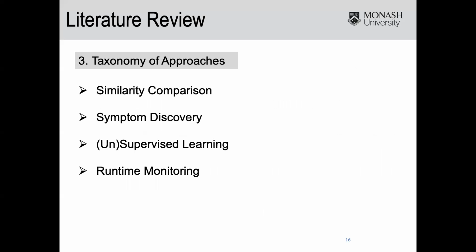And after that, we also look at the taxonomy of approaches applied by our fellow researchers. And in our study, we find there are mainly four types of research. The first one is called similarity comparison. The second one, symptom discovery. The third one, unsupervised learning. And the fourth one, long-term monitoring. Let's look at them one by one.